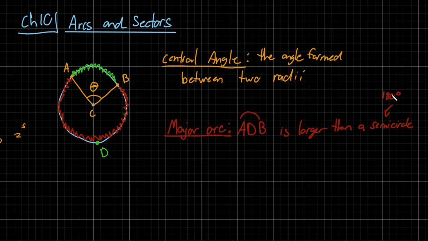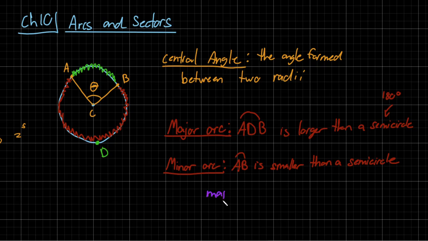Now this is a major arc. What do we think we call AB? Minor, yeah. Minor arc. So minor arc, we're going to say it's AB with an arc up above it. And it is smaller than a semicircle. So a major arc will be greater than a minor arc.